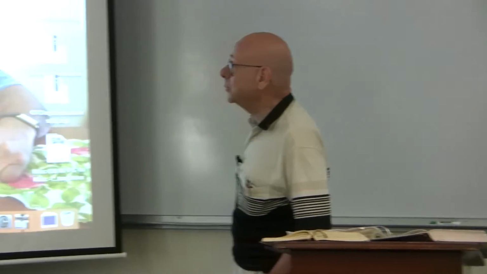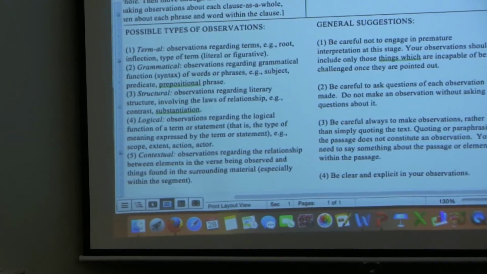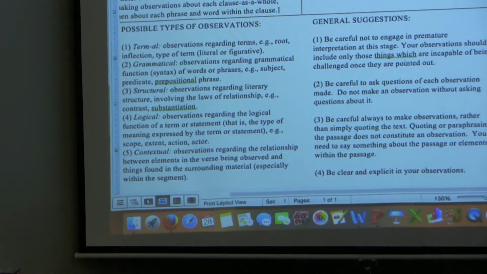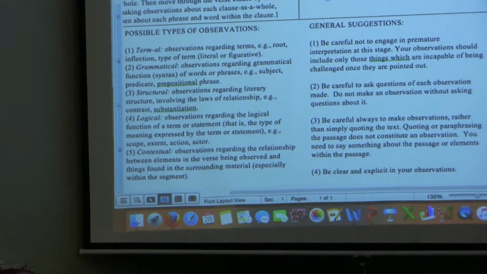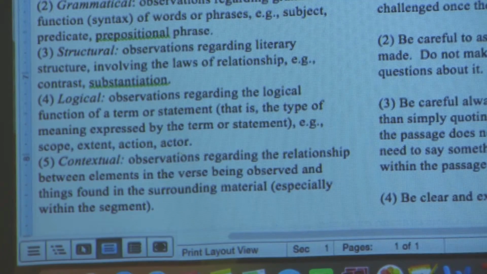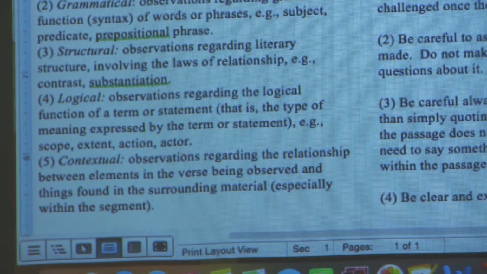A third possible type of observation is structural. The same kinds of structural relationships that we saw operative at the level of the book as a whole and at the level of the segment as a whole are present in paragraphs, within sentences, and even within clauses. It's important to be structure conscious, always to be aware of these structure relationships at whatever level you're working. Here, of course, at the level of the sentence or the paragraph.